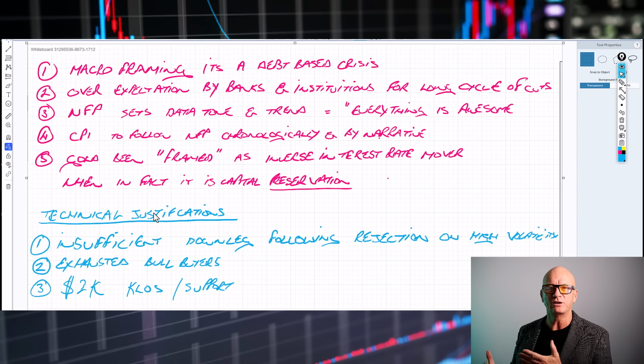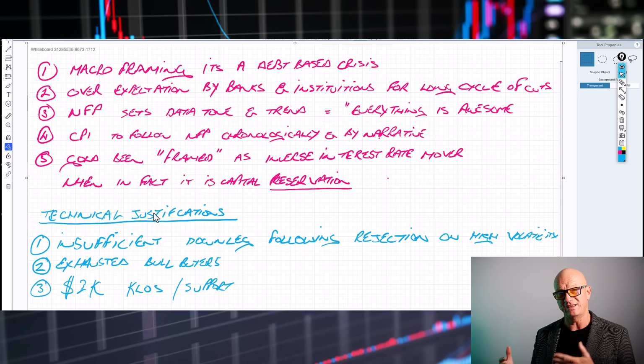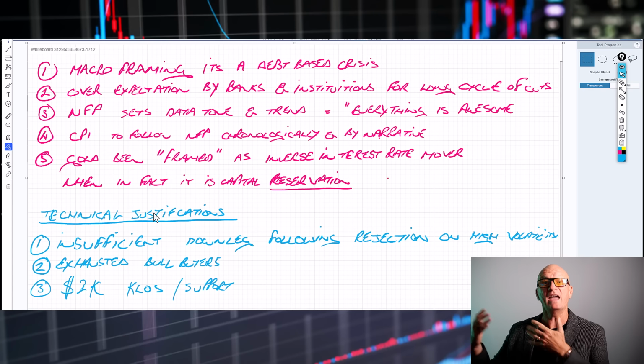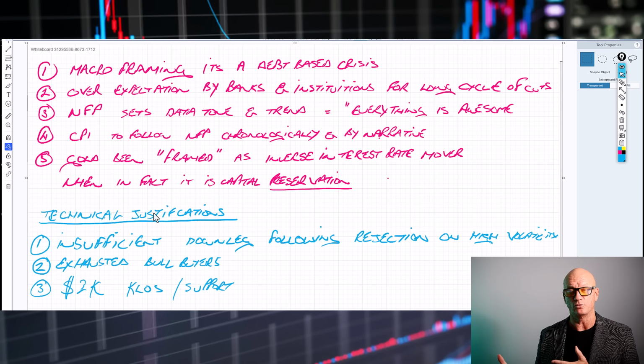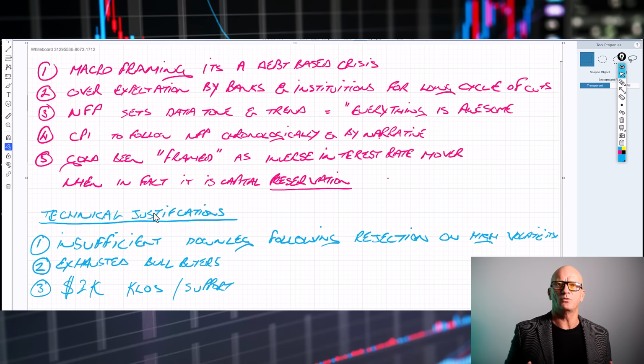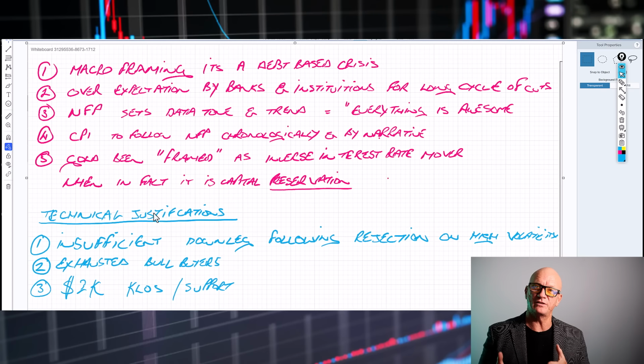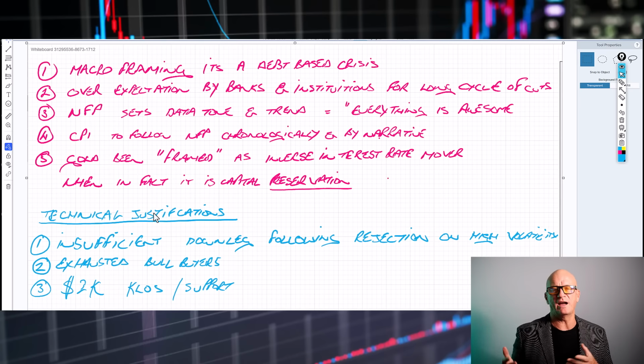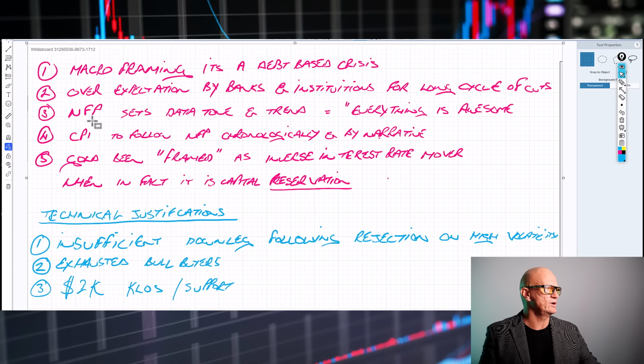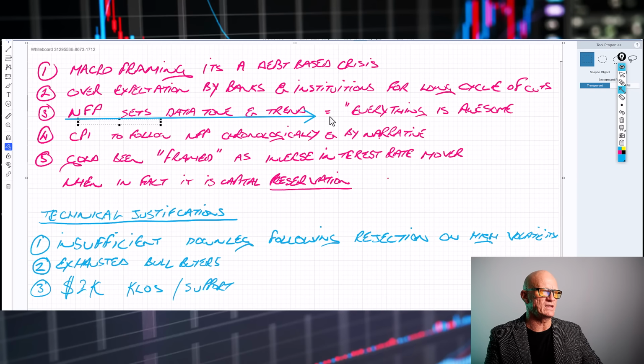Something that is rolling will continue to roll unless an equal and opposite force, or greater force, is brought to bear on it. Otherwise, it's going to continue. Now, friction is obviously a force in our world, so it'll slow down, but in space, it'll keep rolling. So what did we get? We got the NFP sets the data tone. NFP sets the data tone, and trend. And that was everything is awesome.